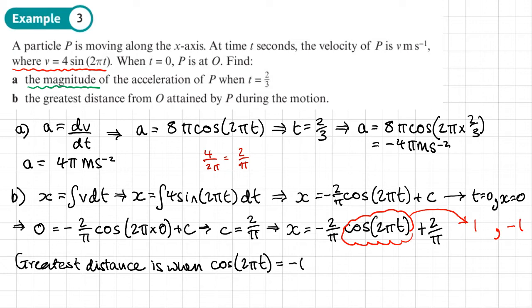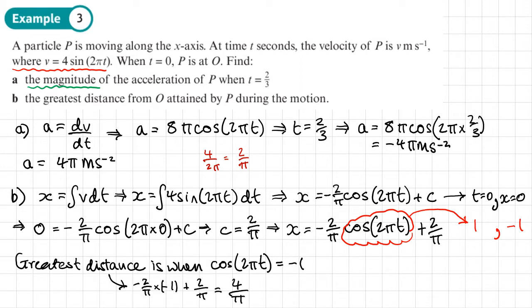We actually just want to know what the greatest distance is. That's basically going to be the -2 over pi times by -1 plus 2 over pi, which is 4 over pi. So that's the greatest distance.